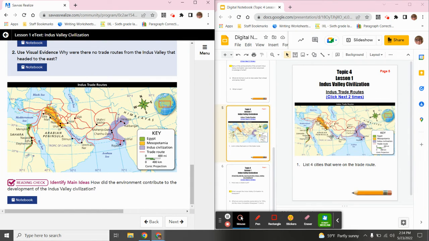So on page 5, please list 4 cities that were on the trade route. There are lots of cities. I see 1, 2, 3 right there, another one there. 5, 6, 7, 8, 9, 10, 11, 12, 13, 14, 15, 16, 17, 18. There are 20 cities that are listed on this map. I'm asking you to give me 4 of them.